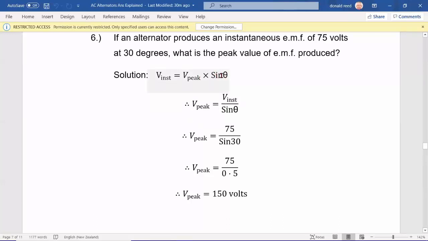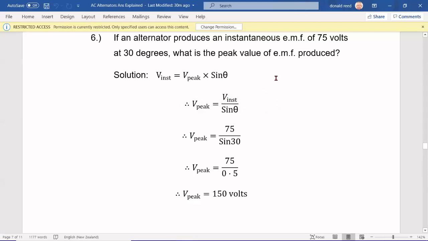So that has to move across. And because it's on top here, it needs to be on the bottom over there. And that's where we have it. And it doesn't matter whether I've got V peak on this side or that side. So V peak equals V instantaneous divided by sine theta. Or I can say V instantaneous divided by sine theta equals V peak.